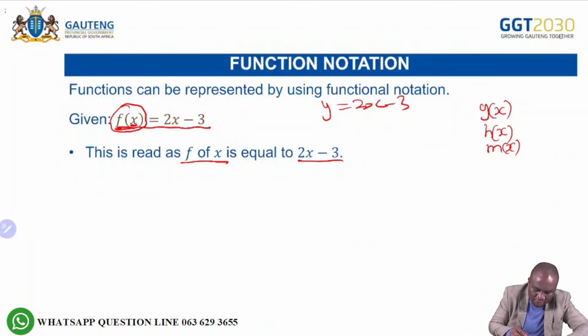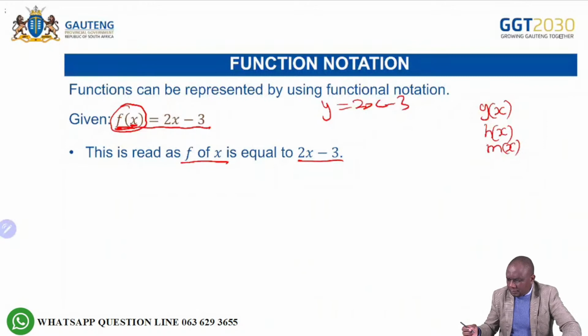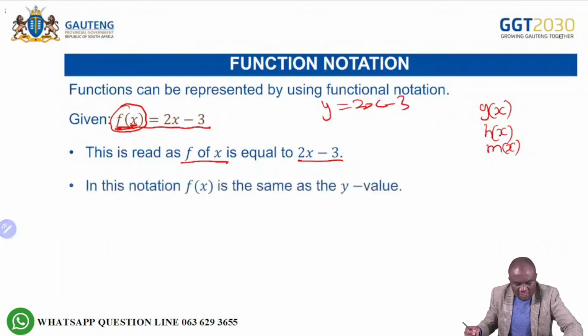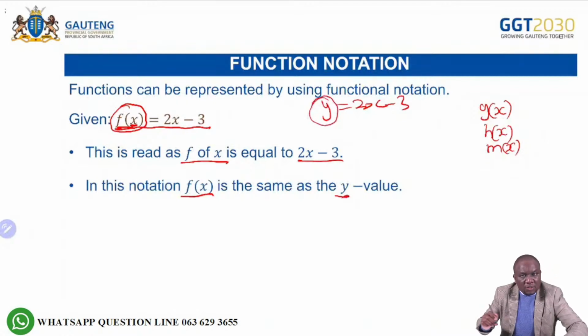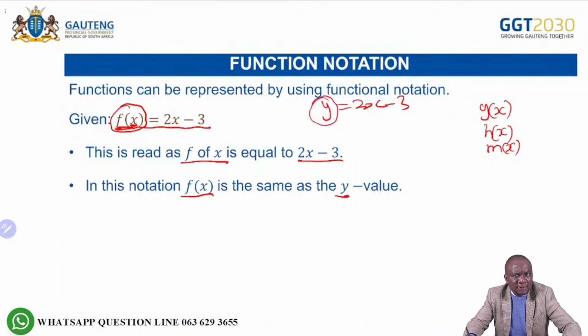The x here is your input. You're putting x into the function. Okay, that's your input value. Right? And in this notation, f of x is the same as the y value. It's like we have replaced the y with f of x. So f of x just means the y value. That's what it means. Okay?